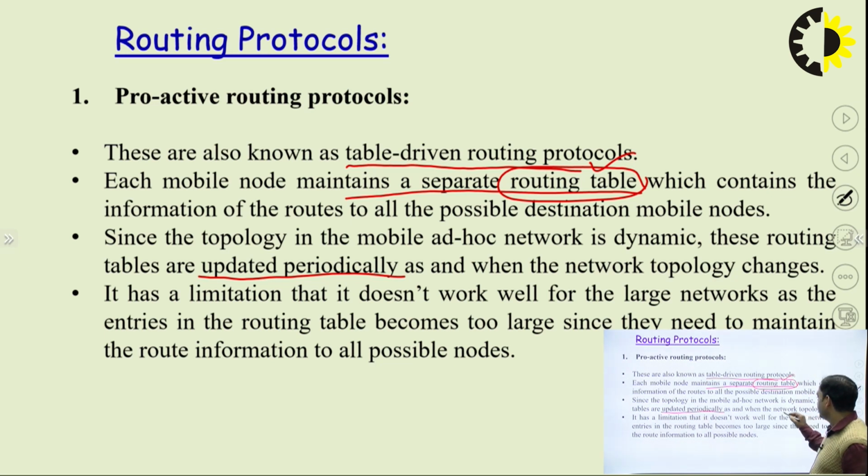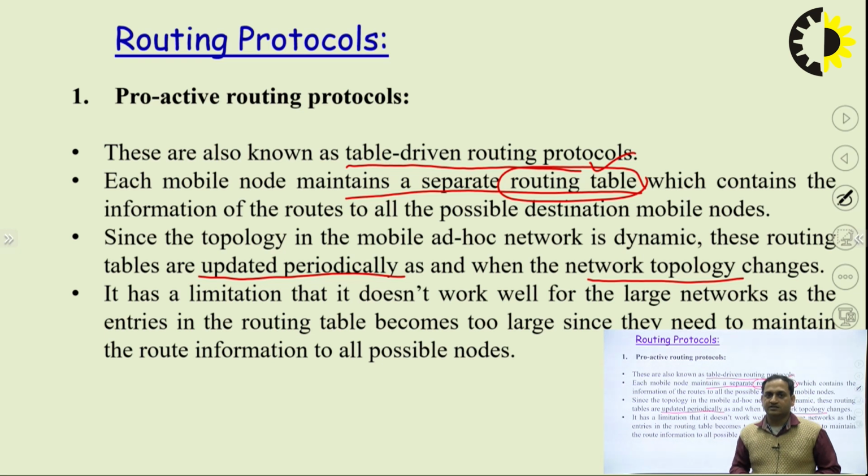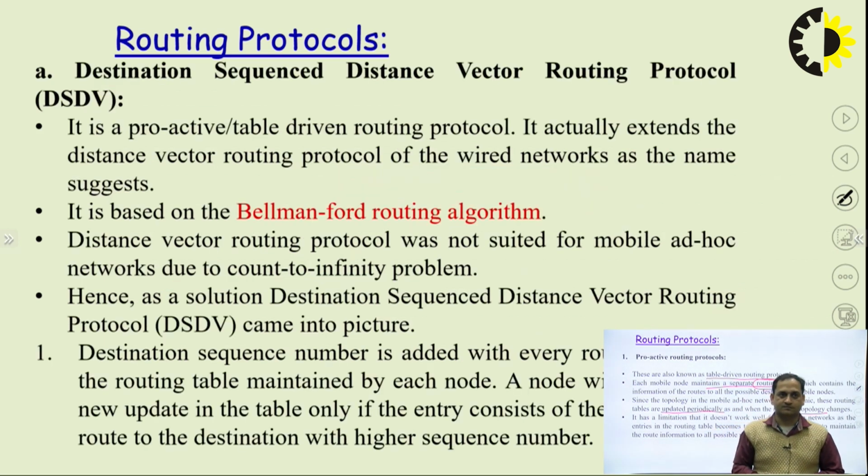Because the network topology is changing regularly, there is a limitation: it doesn't work for large networks. If there is a large network, it's very tough to maintain a table for the complete network. All the information will be included in the node's table, so every node has to change it all the time. Updating is required frequently, so this is very tough to maintain for a large network system.